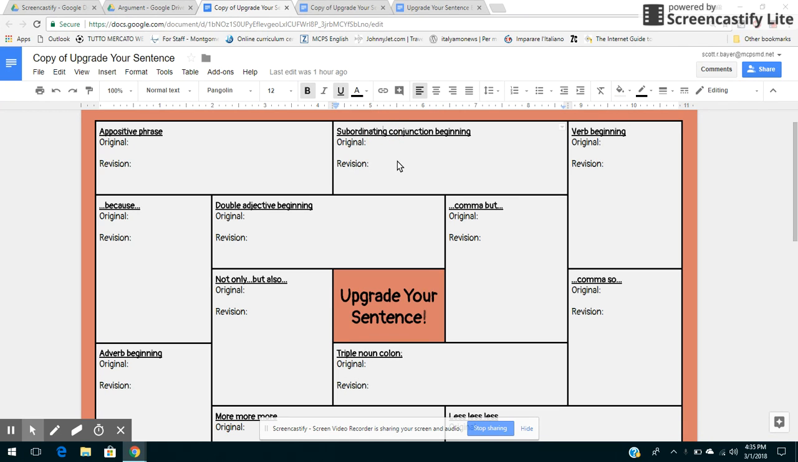Well, we just talked about that in a resource. So I could refer a student back to that resource and say, here's an opportunity for you to upgrade one of your sentences. So you're going to copy and paste your original here, and then you're going to write your revision using that subordinating conjunction, changing the sentence structure here. And so there's 12 different ways that you could do this.